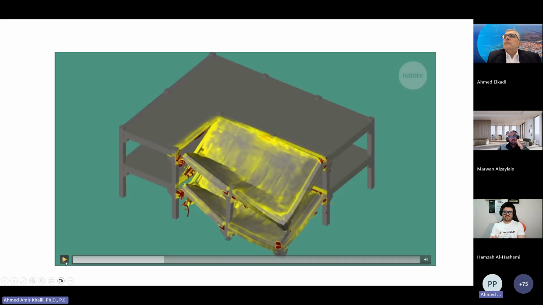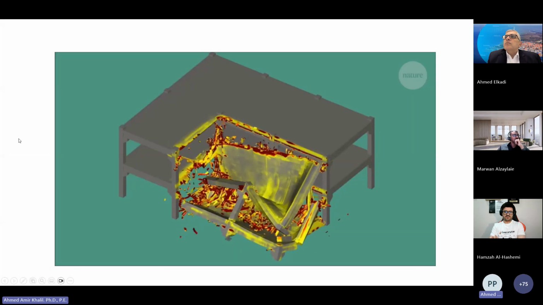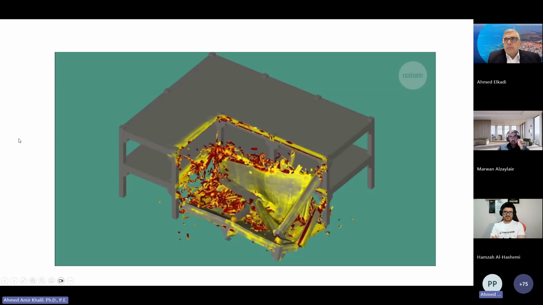So again, this is in blind test mode. They're doing the simulation first, and then they are actually doing the test.